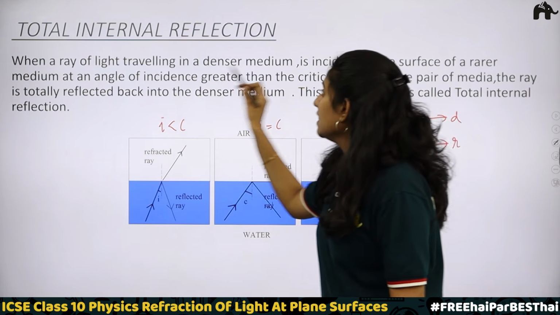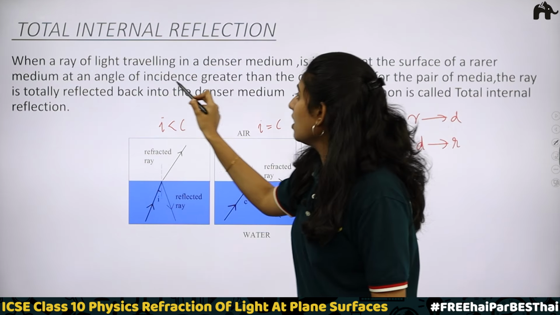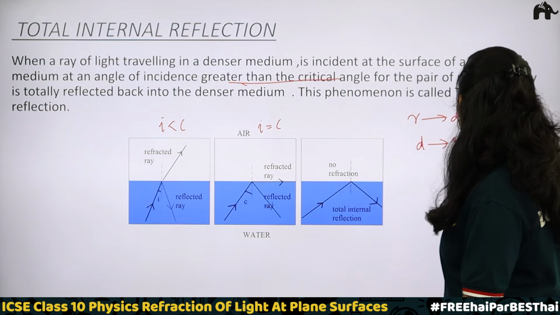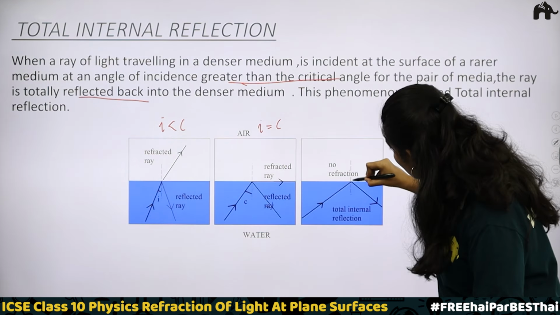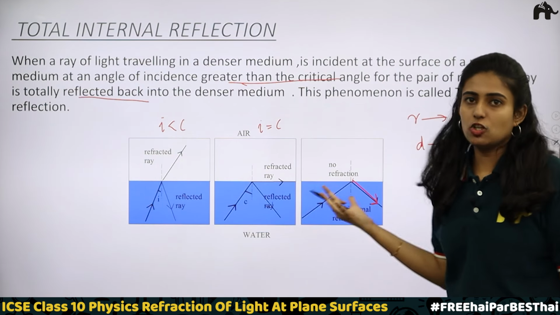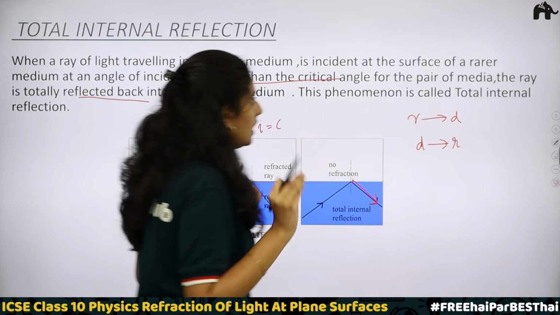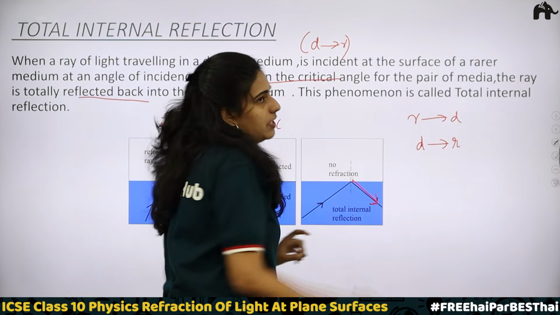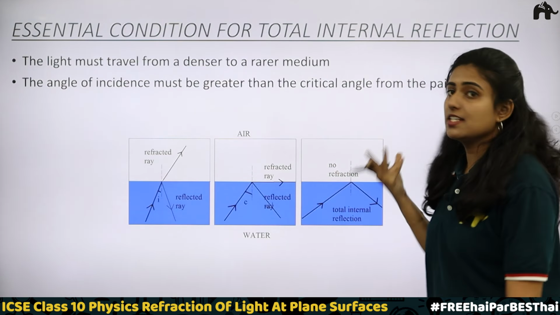When a ray of light traveling in a denser medium is incident at the surface of a rarer medium at an angle of incidence greater than the critical angle for the pair of media, the ray is totally reflected back. So, you can see the ray totally reflected back. There is no refraction taking place, and this phenomenon is called total internal reflection. Remember, total internal reflection will take place only when the light is traveling from a denser medium to a rarer medium. Clear?